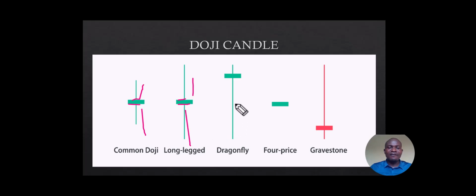Now we have a dragonfly. Now this can also be seen as a pin bar. Okay, and they have a long wick, just like a cross sign, and we have this four price and gravestone. Now these are dojis, and dojis can tell us stories where the market is about to turn.